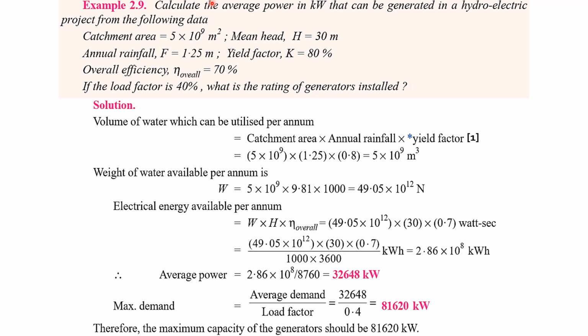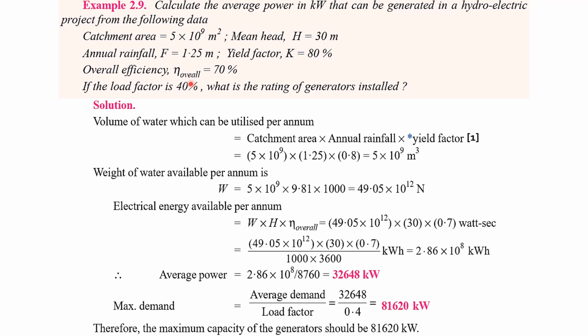The total rainfall in any area cannot be utilized, because part of it is lost due to evaporation, or absorbed by the ground. So all of the water which fell due to the rainfall cannot be utilized. A portion of it can be utilized, the remaining is lost. Yield factor indicates the percentage of rainfall available for utilization. For example, in this case, 80% yield factor means 80% of the water which came from rainfall is available for use to generate electricity. So keep this in mind.